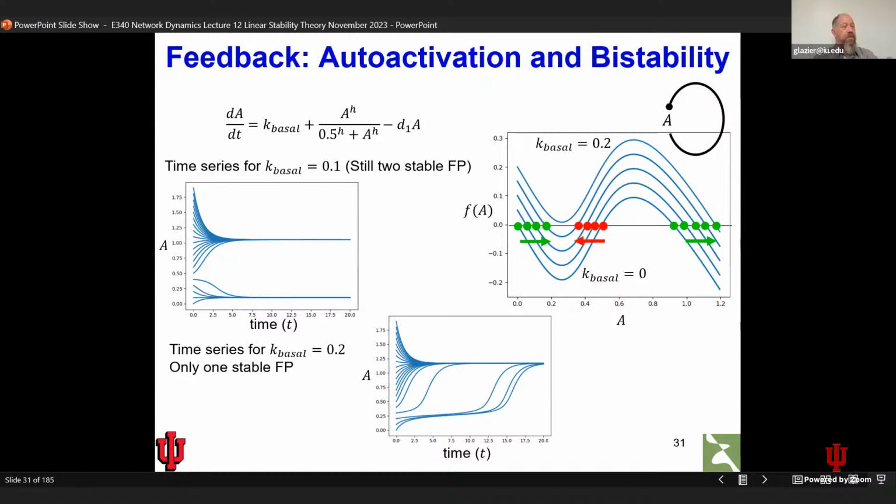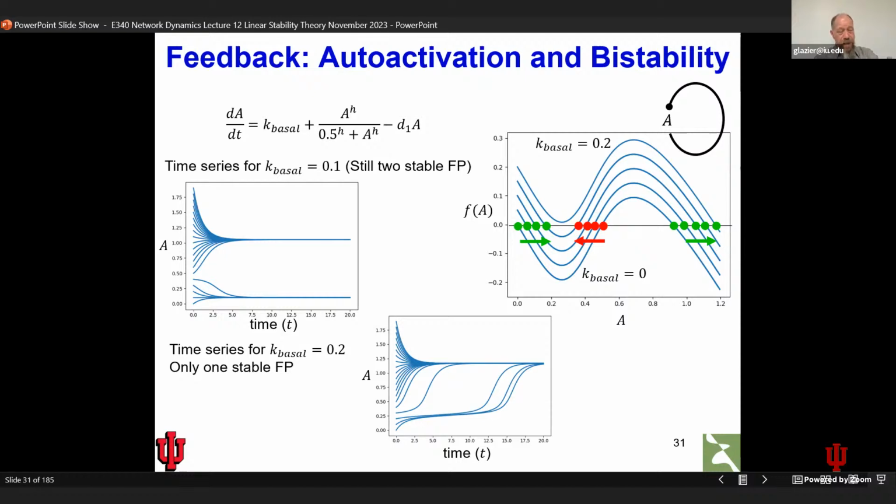If I increase k-Basel to 0.1, I still have two stable fixed points. Notice that the value of the fixed points have moved up a little bit. Instead of 0.9, it's now 1 point something. Instead of 0, it's 0.1 something. And now I do k-Basel equal to 0.2, so that fixed point is almost there. I'm almost touching the zero line, but not quite.